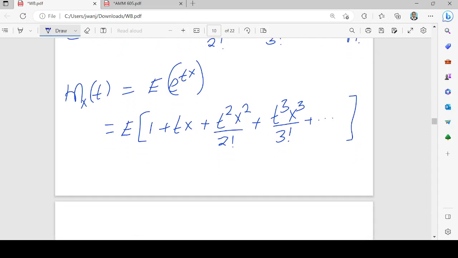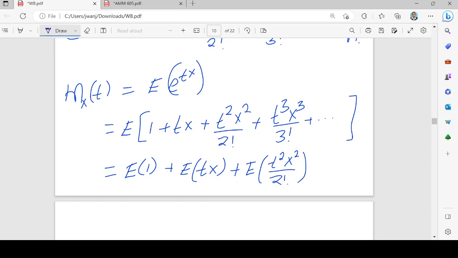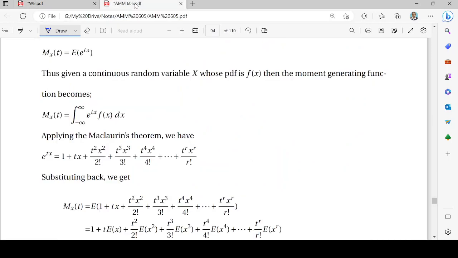So in this case we can write the expected value of e^(tx). We saw that the expected value of 1 is 1, plus the expected value of tx, plus the expected value of t squared x squared all over factorial 2, and so on. So our series will be of this form.